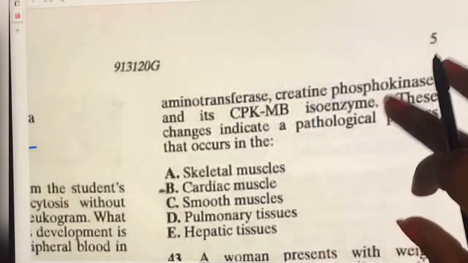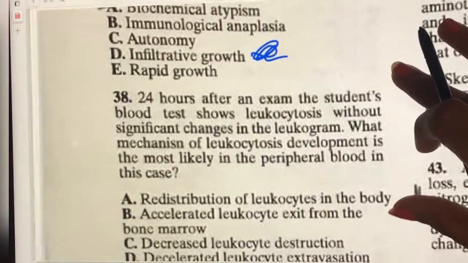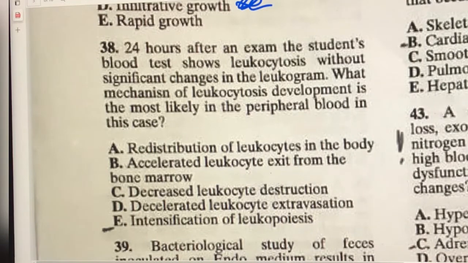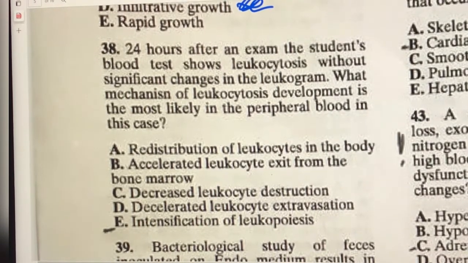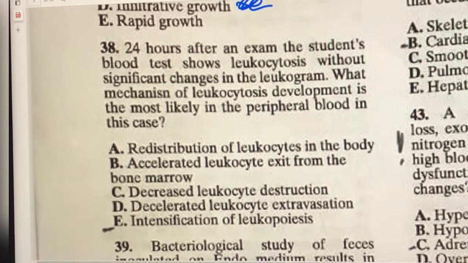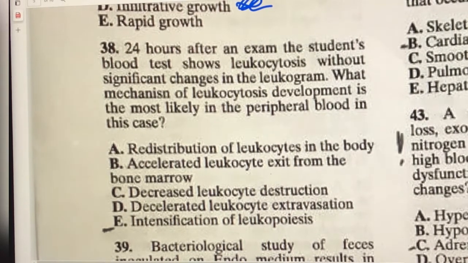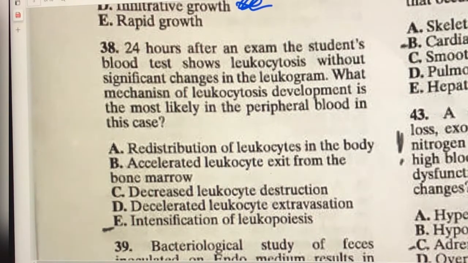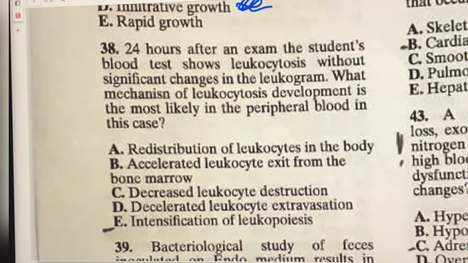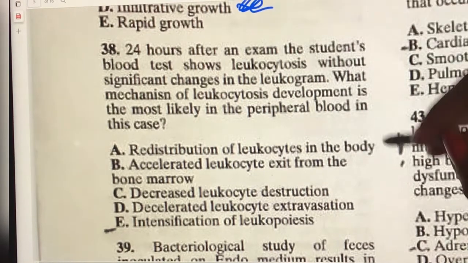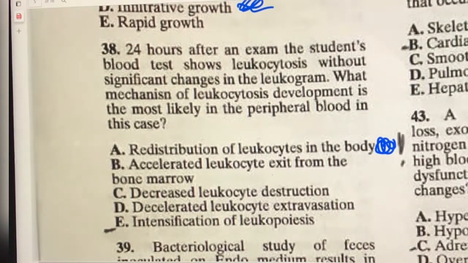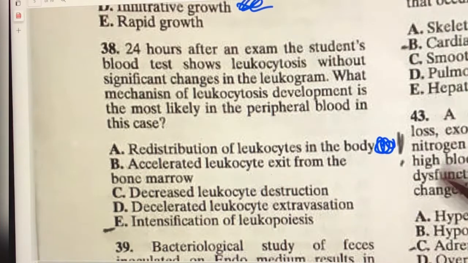Question number 38. 24 hours after an exam, the student's blood test shows leukocytosis without significant change in the leukogram. What mechanism of leukocytosis developed most likely in the peripheral blood in this case? Easy question, guys. This question I have found in 2-3 previous papers. So the answer is redistribution of leukocytes in the body because there is no significant change in the leukogram.